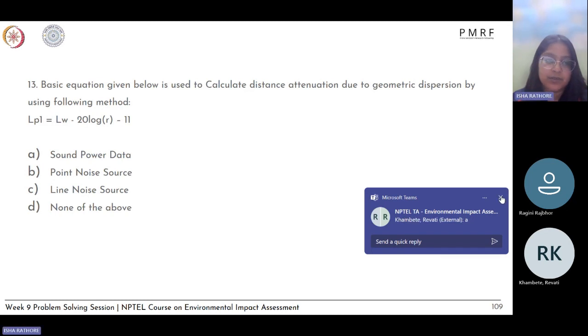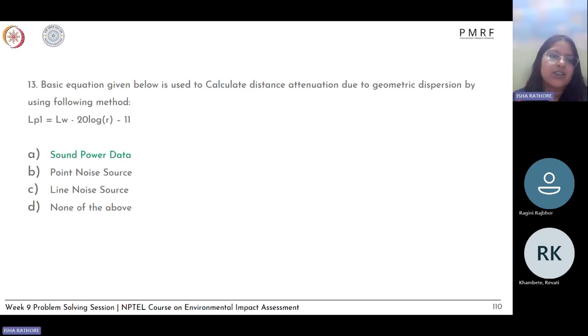So we have one answer B and one answer A. Okay, so the correct answer is A, that is this equation. LP1 is LW minus 20 log R minus 11 is the formula which is used for the calculation of sound power data. Okay, so A is the correct answer. Moving on to the next question.